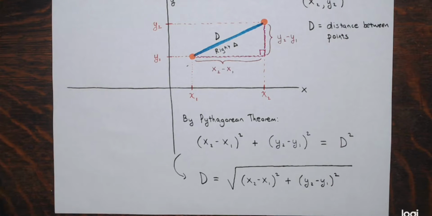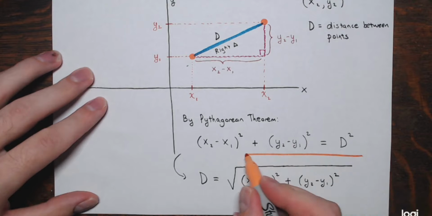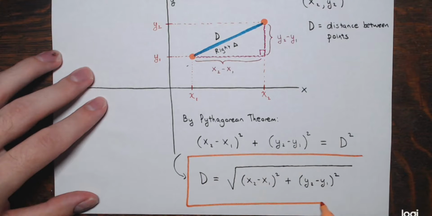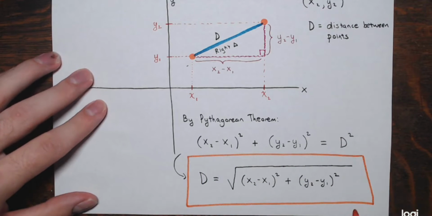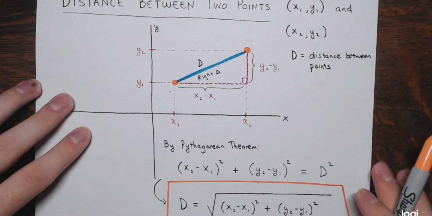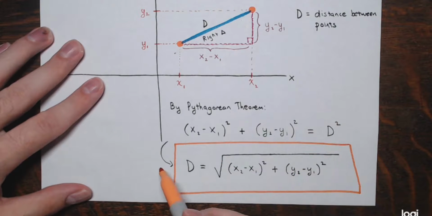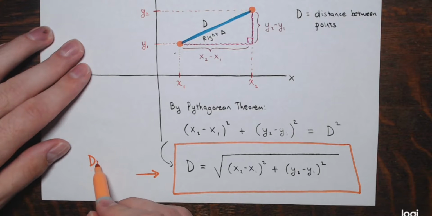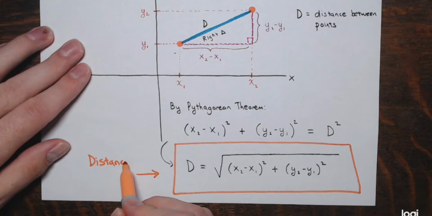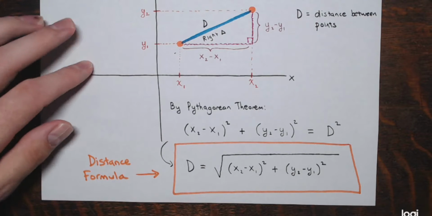And I'm going to put this in a nice little box. This is called the distance formula. If you're given 2 points, x1 comma y1 and x2 comma y2, this is how you can calculate the distance between them. So there's the distance formula that they're talking about in the objective title.